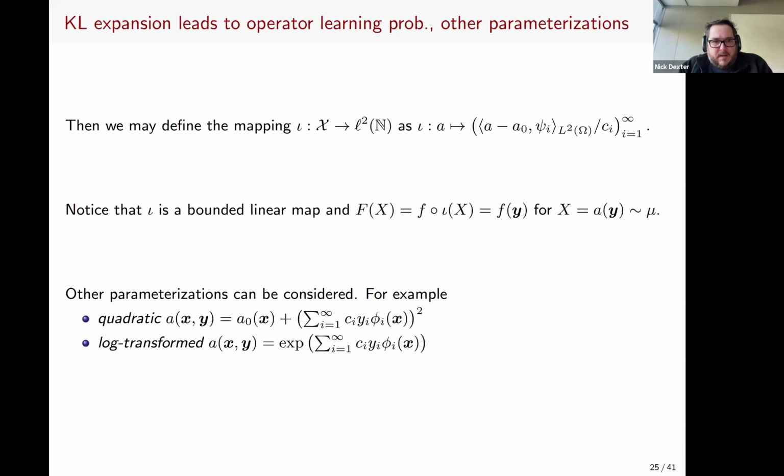In which case we can define a mapping iota from X to L2 as iota takes A to the inner products divided by the CIs of A minus A naught with psi i's in L2. This is a bounded linear map, and then we get f of x is equal to the composition of f with iota of x, which is f of y for x equals A of y drawn from mu. We can consider other parameterizations, for example, quadratic or log transformed versions of this random field.